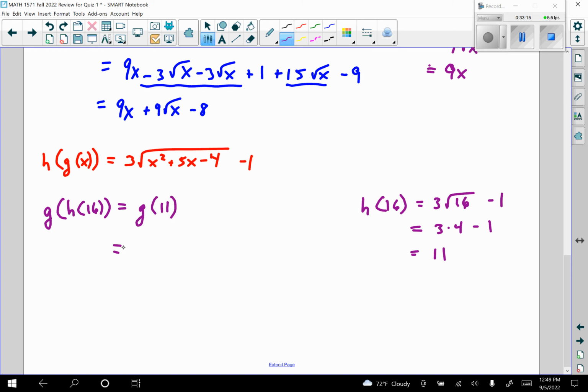So remember, g of x was x squared plus 5x minus 4, so we have 11 squared plus 5 times 11, and then minus 4. 11 squared is 121. 5 times 11 is 55. 121 plus 55 is 176. 176 minus 4 is 172.